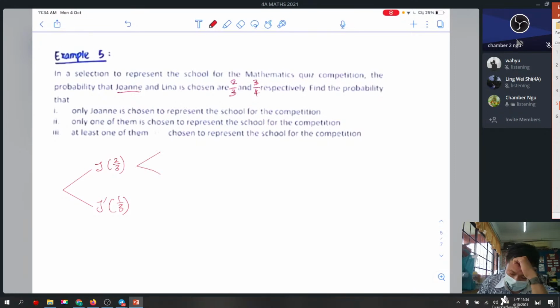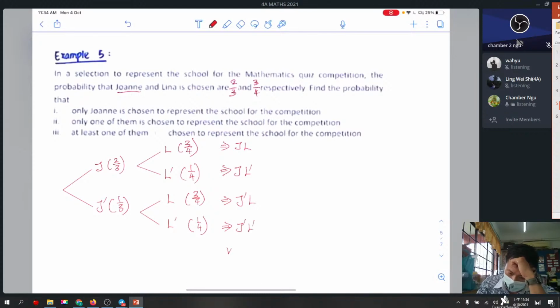Lina is 3/4. Lina is not chosen 1/4. For the outcomes: Joanne chosen, Lina chosen. Joanne chosen, Lina not chosen. Joanne not chosen, Lina chosen, and Joanne not chosen, Lina not chosen. So far, understand or not? If yes, reply me 2. If not, reply me 3.